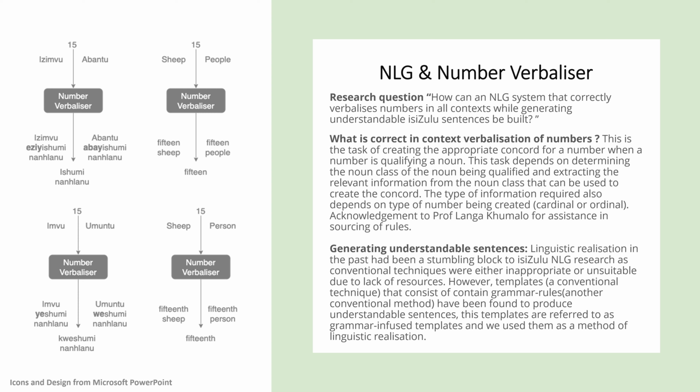If you take a look at the image on the left, there are 2 verbalizations, one for isiZulu and the other for English. Something that would stand out is the fact that in English, the manner in which 15 or 15th is pronounced is the same regardless of the noun being qualified. However, in isiZulu, this is not the case, as shown by the bolded prefixes of numbers. This bolded prefix is referred to as a concord, and how it is formed depends on the noun being qualified and also on the type of number that is being formed, either cardinal as shown in the first example or ordinal as in the second example.